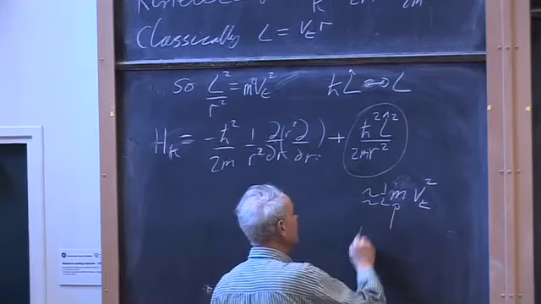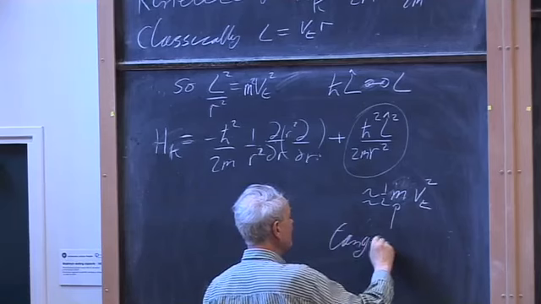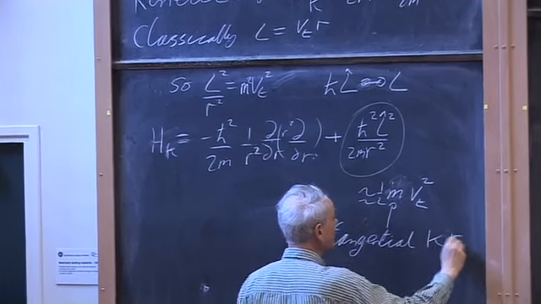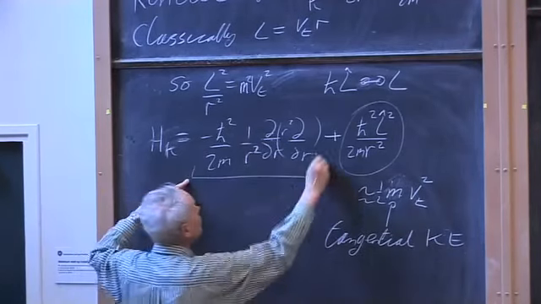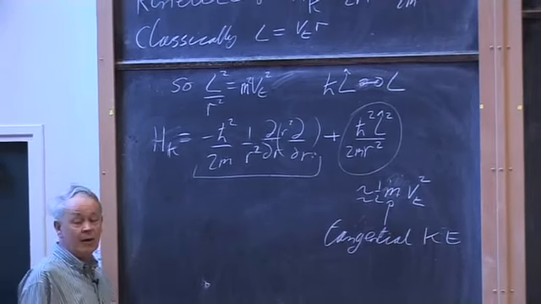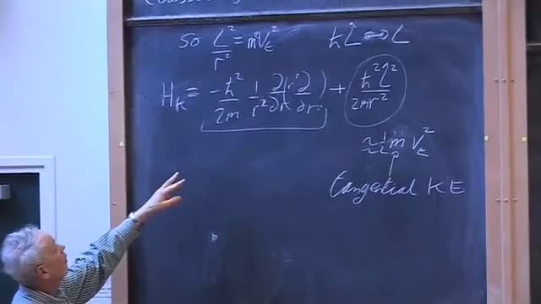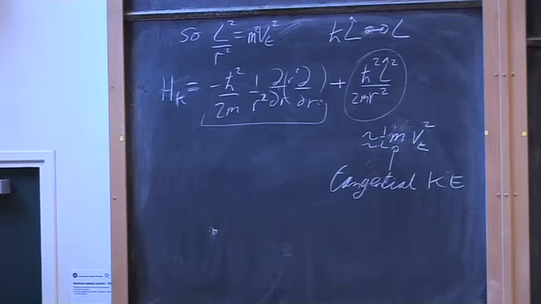So this is the kinetic energy associated with tangential motion, which suggests that this here should be the kinetic energy associated with radial motion. And that's what we want now to put on a firm intellectual footing. So we're going to show that this thing is minus h bar squared over 2m times pr squared, where pr is the radial momentum.